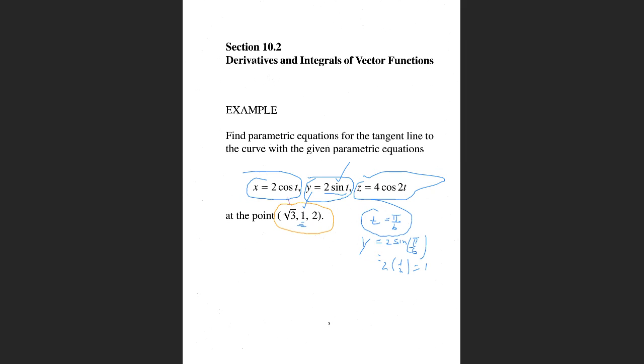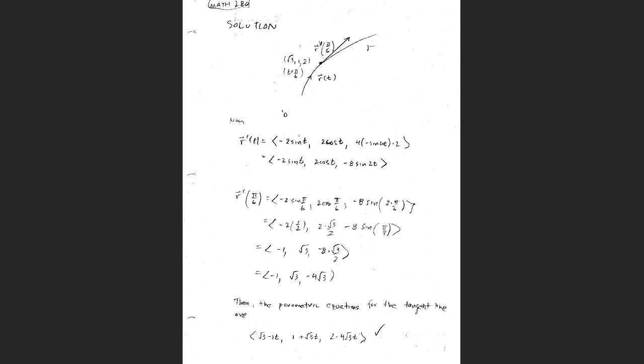Now, if t equals pi over 6, 2 times the cosine of 30 degrees is 2 times root 3 over 2. So that verifies the first coordinate with the first parametric equation. And if you put t equals pi over 6 in the third parametric equation, you'll get 2. So you have to find the value of t, and t equals pi over 6 works. So that's why we have pi over 6. Good question.